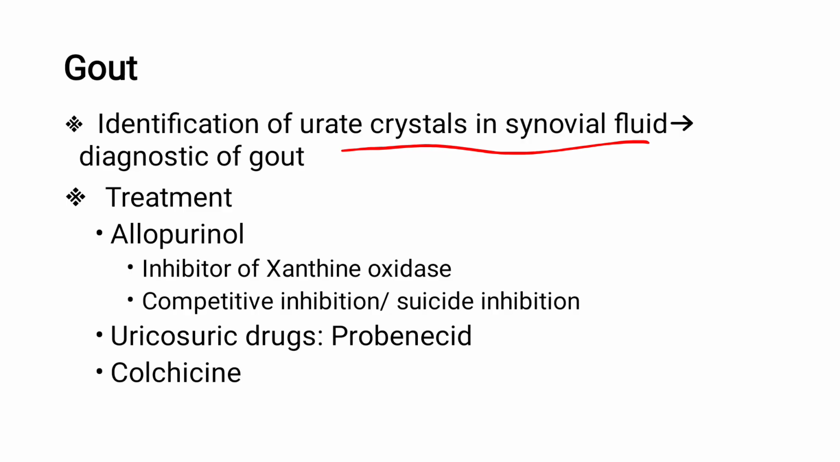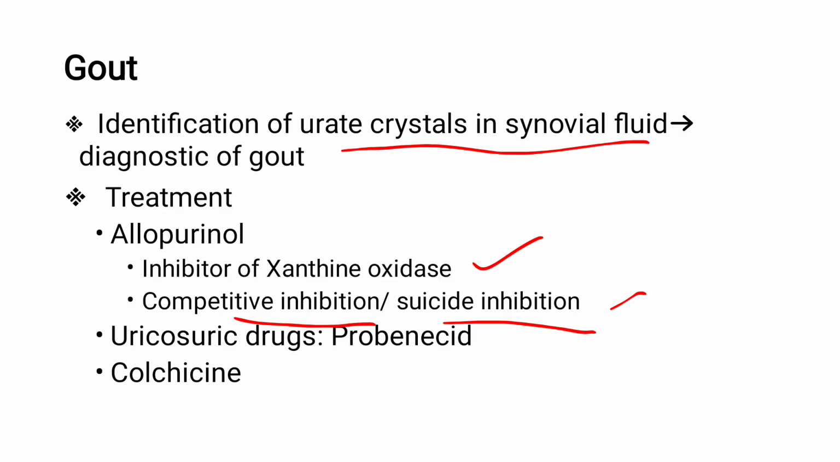Allopurinol is the treatment of gout. This is an inhibitor of xanthine oxidase, which is the last enzyme in the pathway of degradation of purines. How allopurinol can be used to reduce the uric acid level, I have discussed in another video. The link will be shared in the description box. For the details, you can refer to that video. Allopurinol inhibits xanthine oxidase with a competitive inhibition, also called suicidal inhibition.